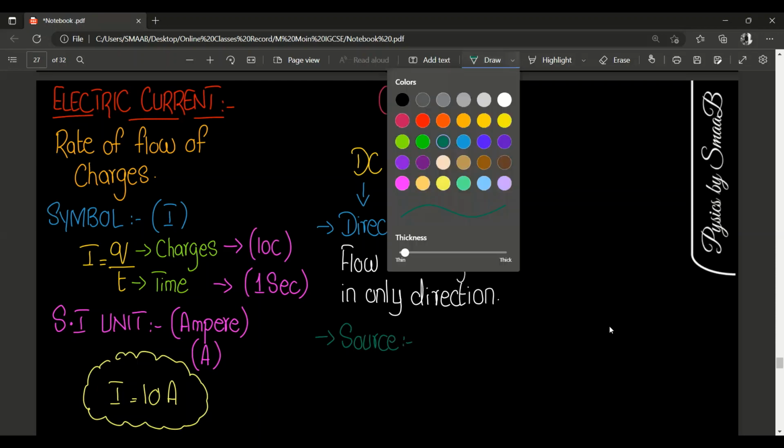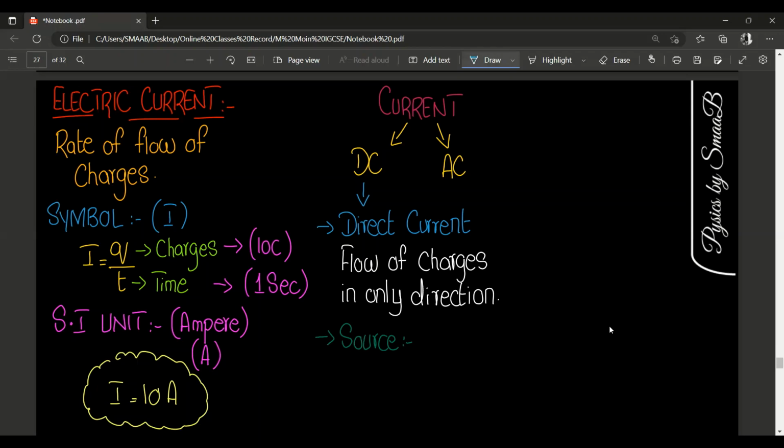So there are different sources of direct current. Most common are cell, battery, and power supply, right?